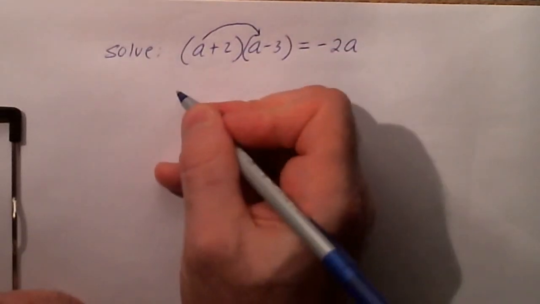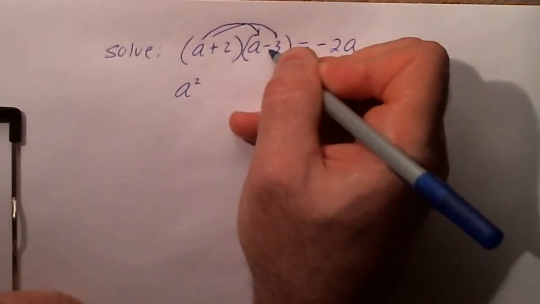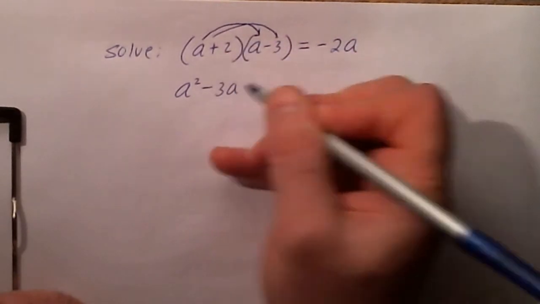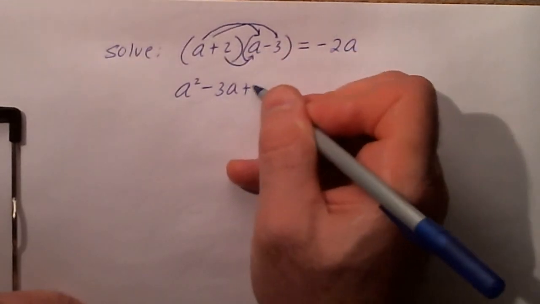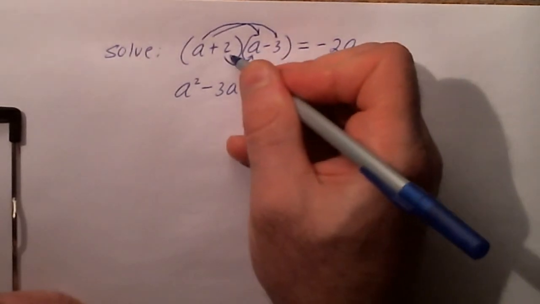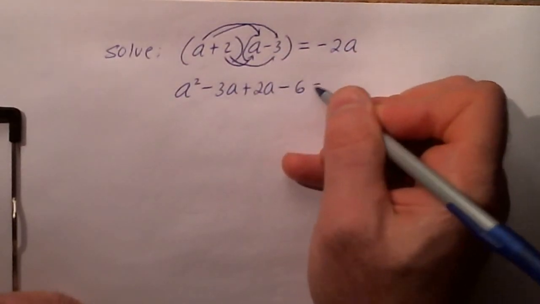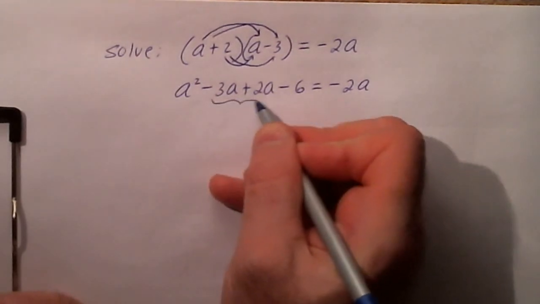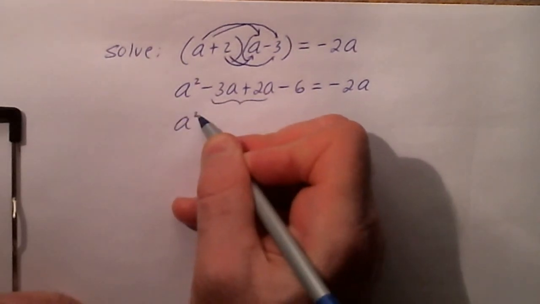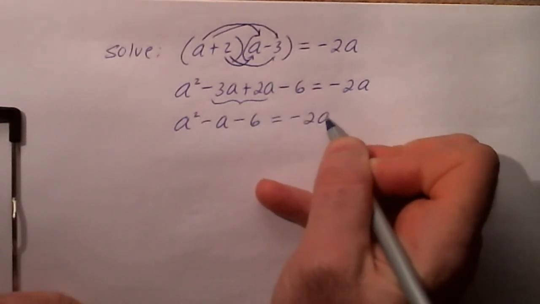A times a is a squared. A times a negative 3 is minus 3a. Multiplying our inner terms together, 2 times a is plus 2a. And multiplying our last terms together, 2 times a negative 3 is a minus 6. Combining the two middle like terms here, we therefore have a squared minus a minus 6 is negative 2a.